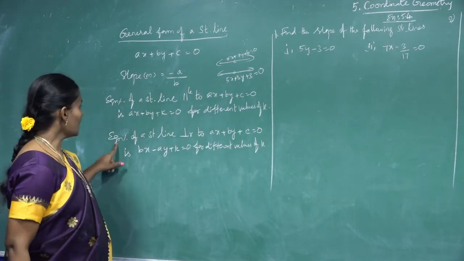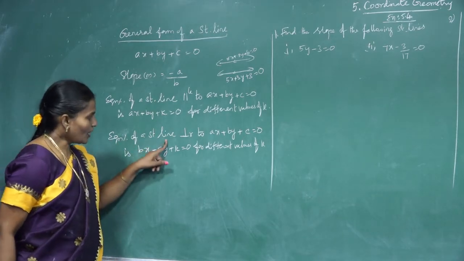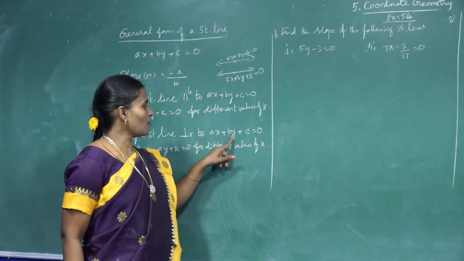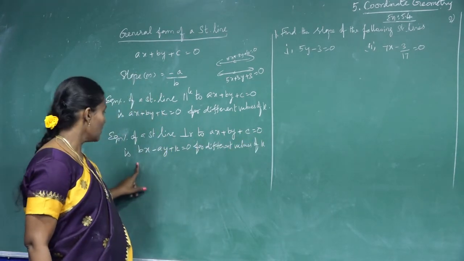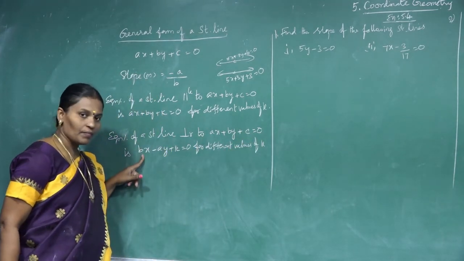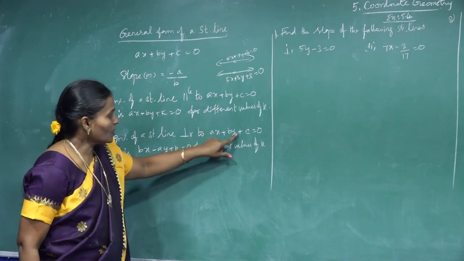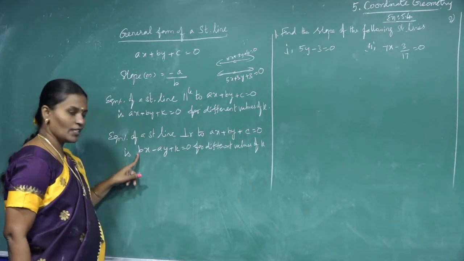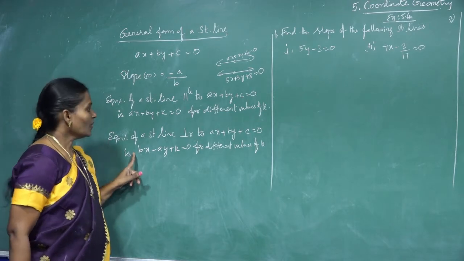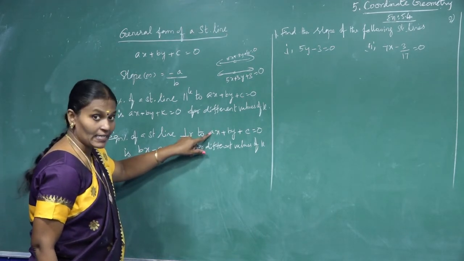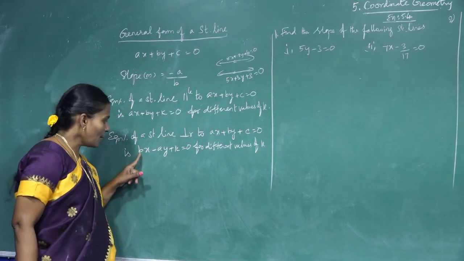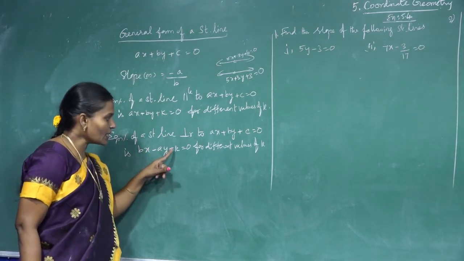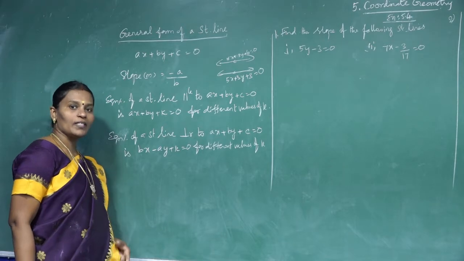Good. See here, the equation of a straight line perpendicular to ax plus by plus c is equal to 0 is bx minus ay plus k is equal to 0. Listen, the coefficient of y becomes the coefficient of x, and the coefficient of x becomes the coefficient of y, negative. See here, bx minus ay plus k is equal to 0.